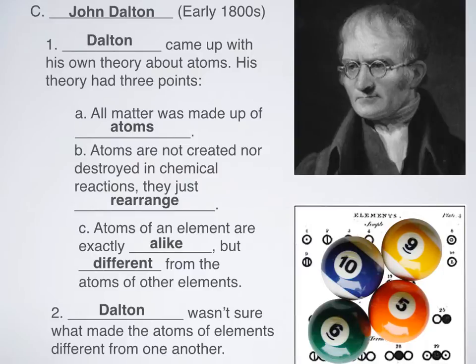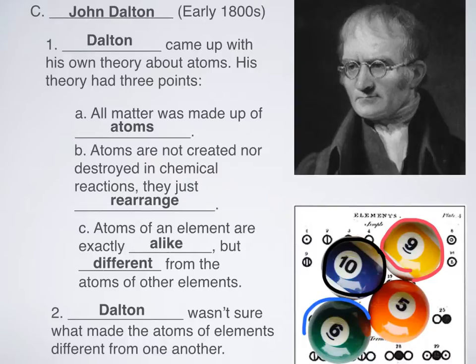So he knew that there were all of these elements, even though the periodic table didn't really exist yet. He knew that there were all these elements and that they were different from each other. The way that he liked to think of them was kind of like billiard balls, with just different numbers on them. He just sort of used different symbols to represent them.